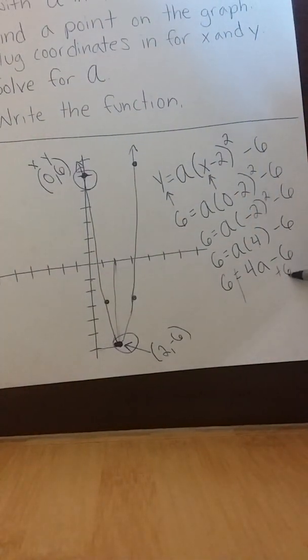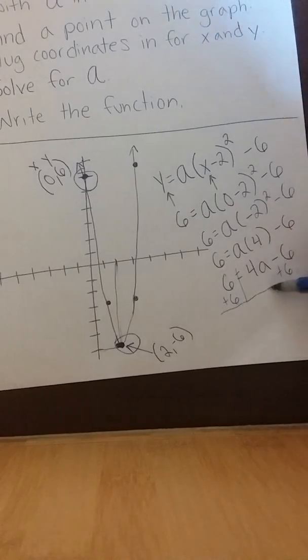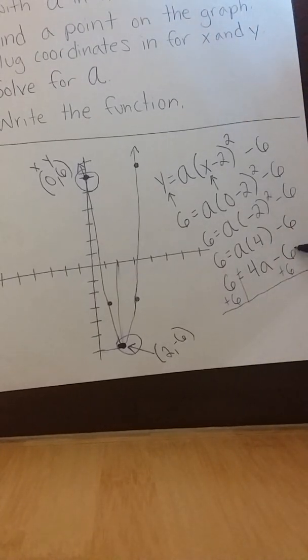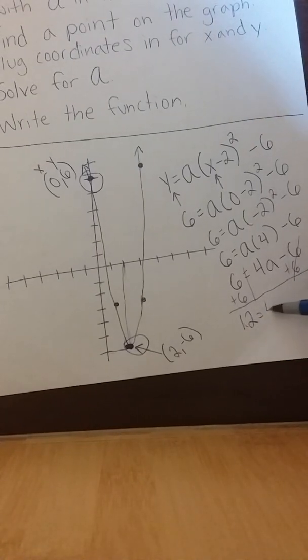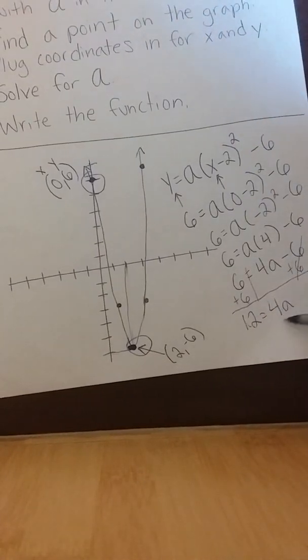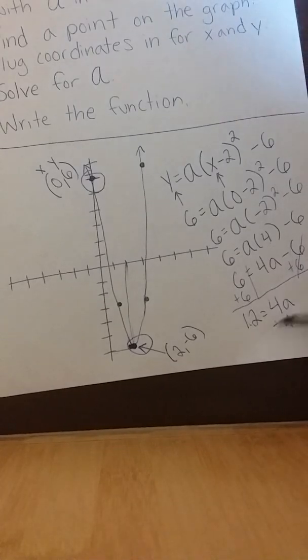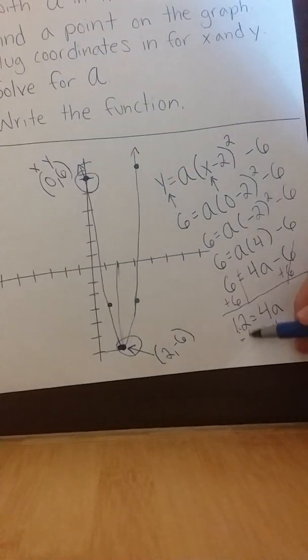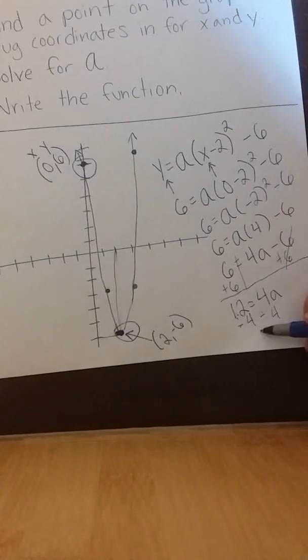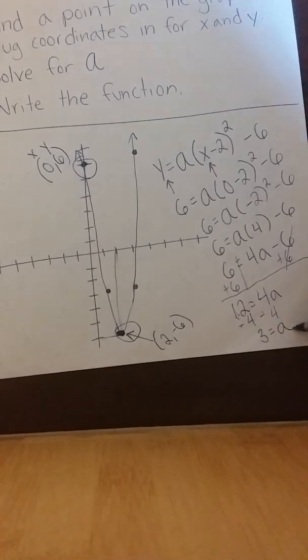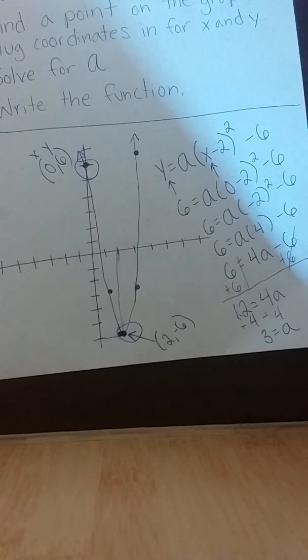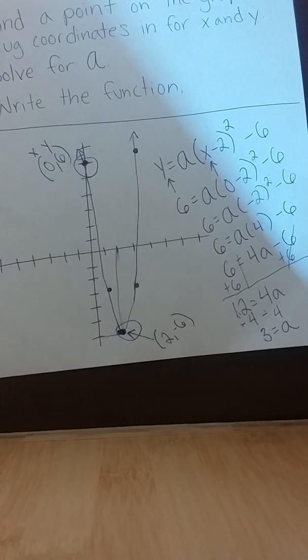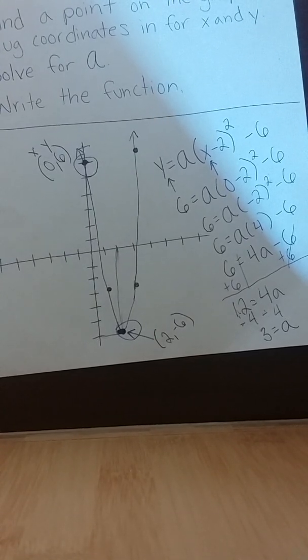So I'm going to go ahead and solve that. I'm going to add 6 to both sides to get rid of minus 6, right here to cross that out. And I wind up with 12 equals 4a. And then I'm going to divide by 4. And I'm going to wind up with 3. So that means that my dilation is by a factor of 3. This is actually a vertical stretch by a factor of 3.